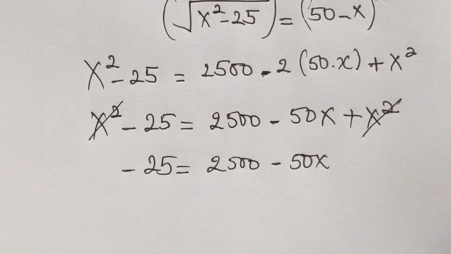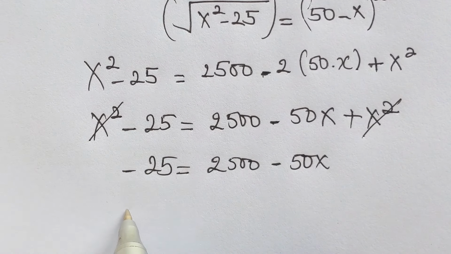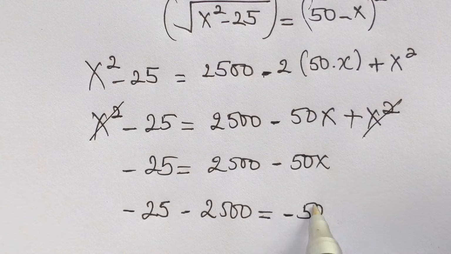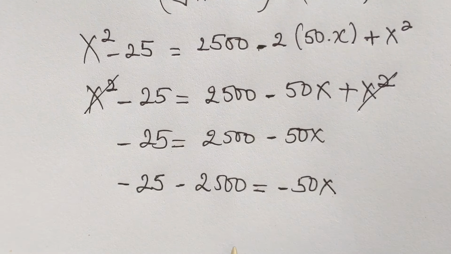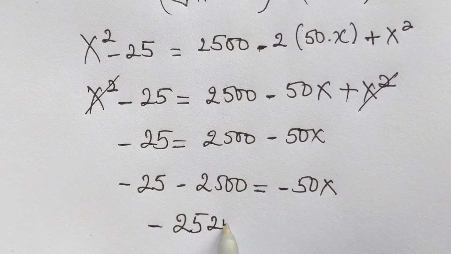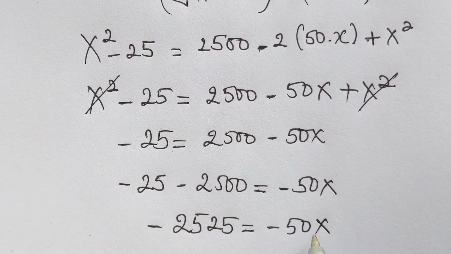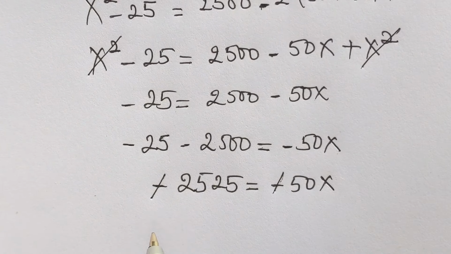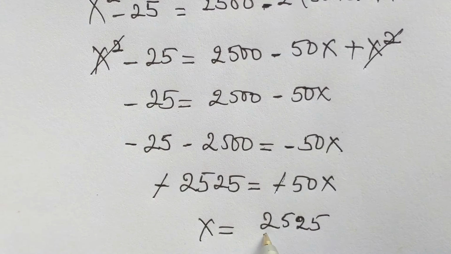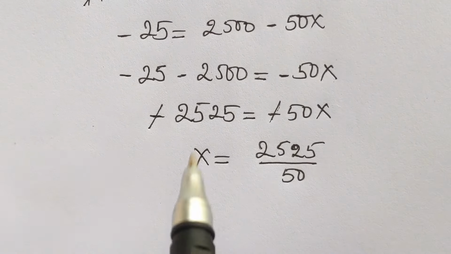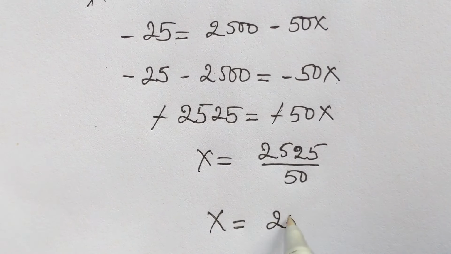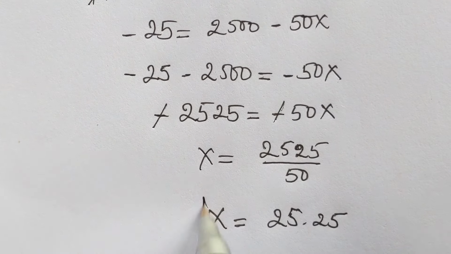Grouping the right terms here, we get negative 25 minus 2500 equal to negative 100x. So we should get negative 2525 equals negative 100x. Then the negatives cancel to get x equals 2525 over 100, and the final answer we should have is x equals 25.25 as the value of x.